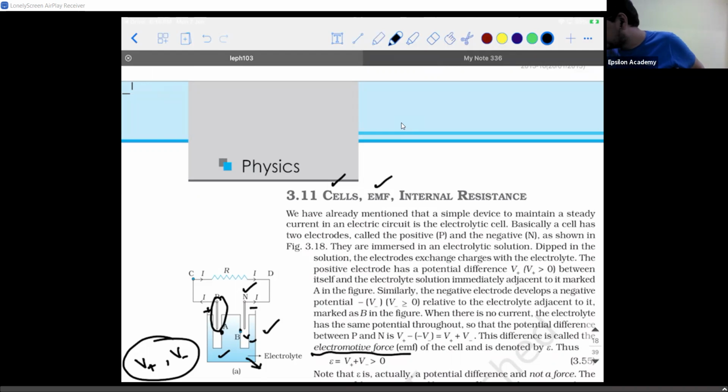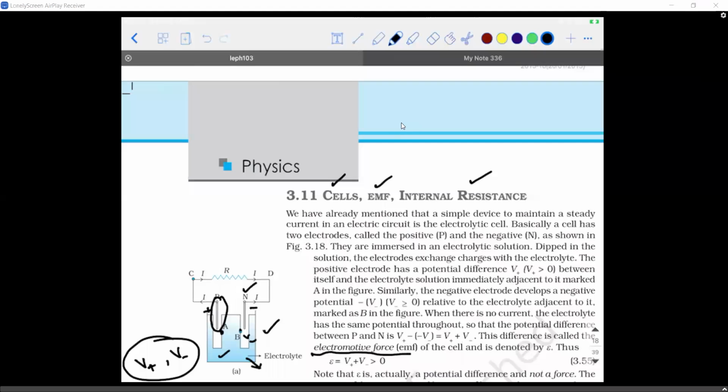Now, what is this internal resistance, guys? What do you mean by internal resistance? For that, we need to look at certain things on a microscopic level. When electrolysis takes place, what is the outcome from an electrolyte? Suppose I take an electrolyte which is NaCl salt. NaCl forms what kind of bond? Ionic.